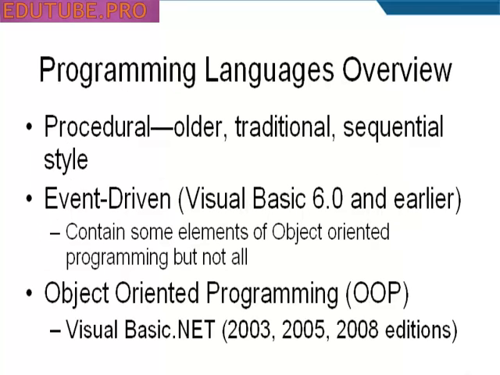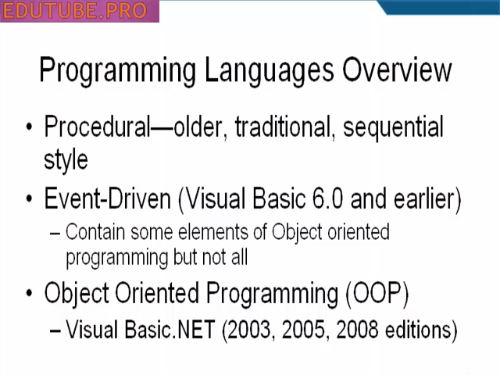First, let's take a quick look at programming languages in general. There are three basic styles of programming: procedural, event-driven, and object-oriented programming. The procedural style of programming is the older, more traditional style of programming. Examples of these languages are COBOL and RPG, Pascal, and so forth. These languages are much older. They're still around today, but they're certainly not used as much as they used to be, and they are geared toward an entirely different application.